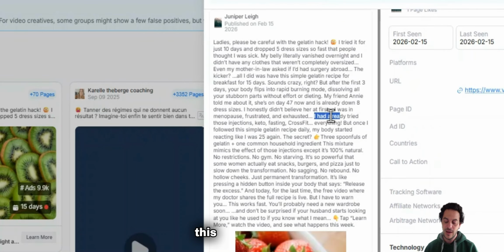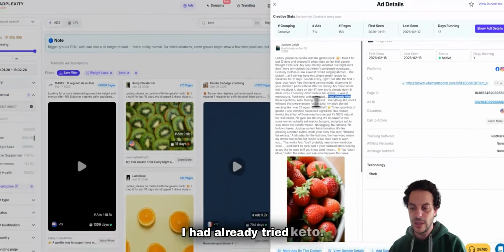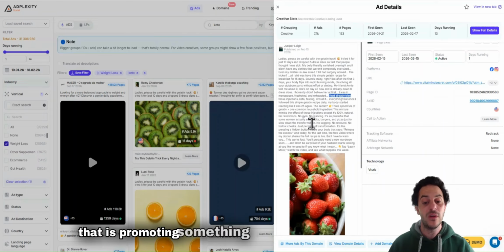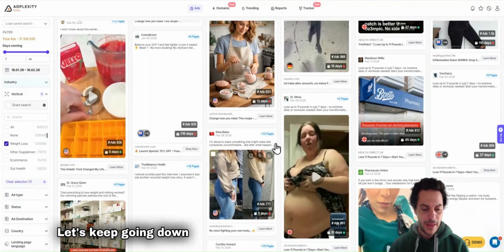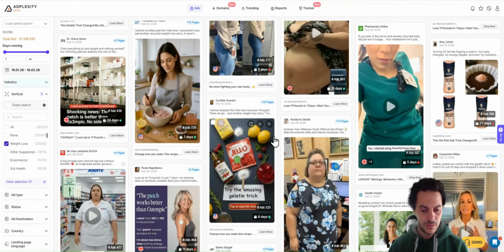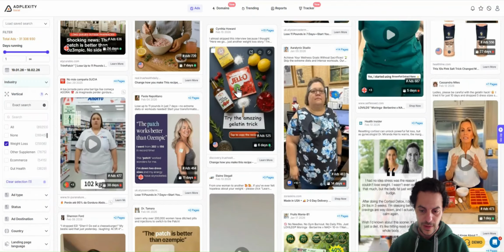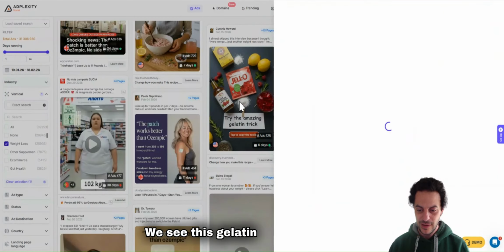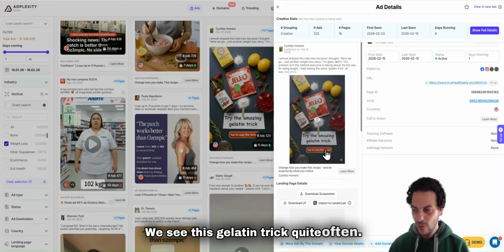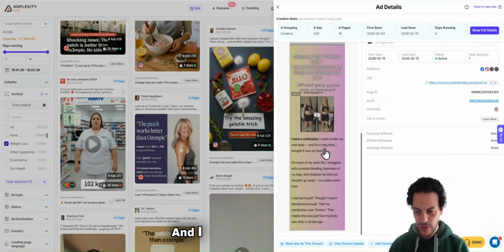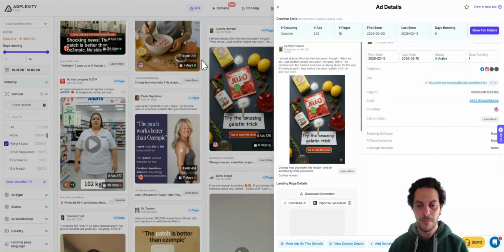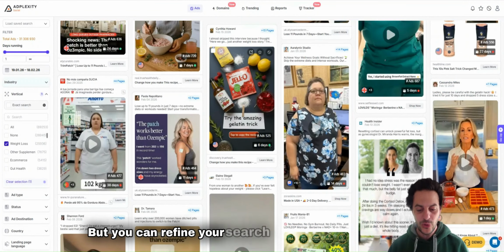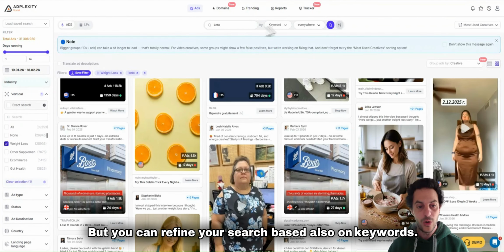And in the end, it's a contrarian: "I had already tried keto." So this is something that is promoting something else besides keto in this case. Let's keep going down and see if we find something different. We see this gelatin trick quite often. Let me see if I know this page, and I do not know this one. But again, probably this might not be a keto one. This might be again something contrarian to keto. But you can refine your search based also on keywords.